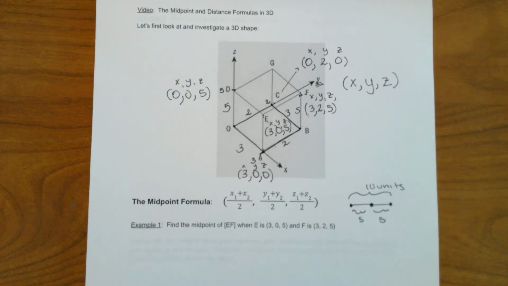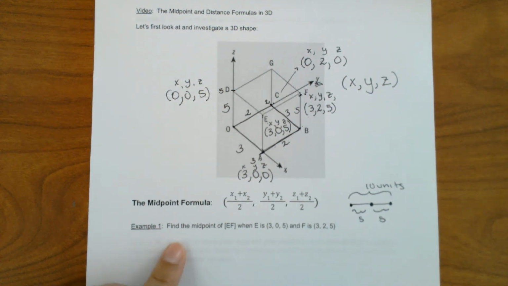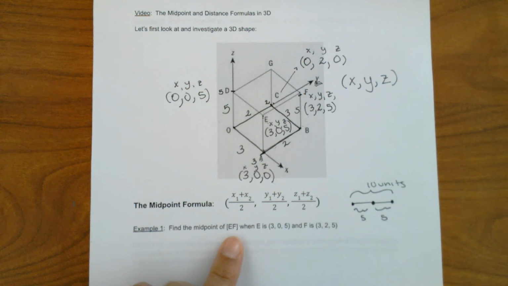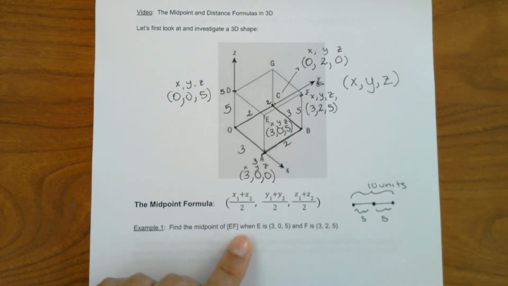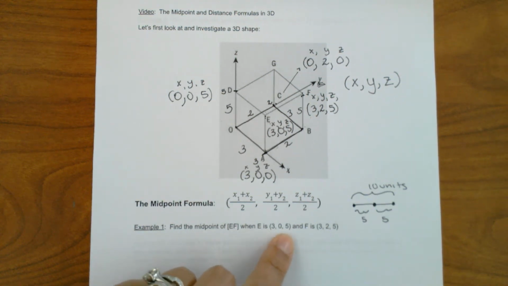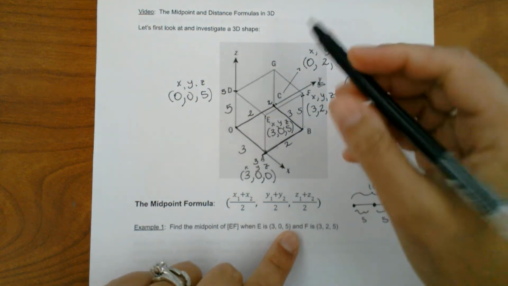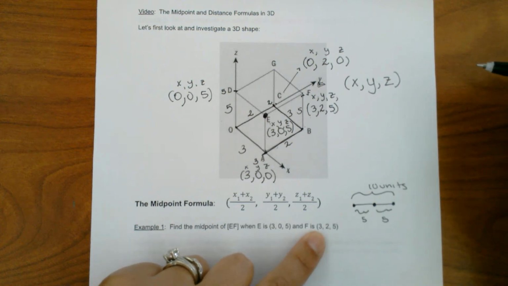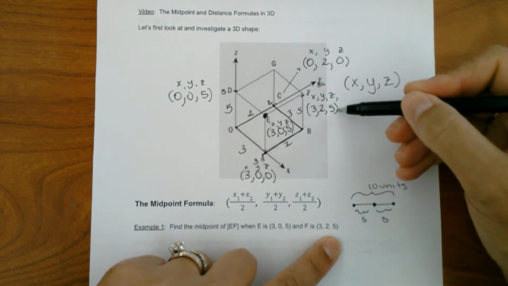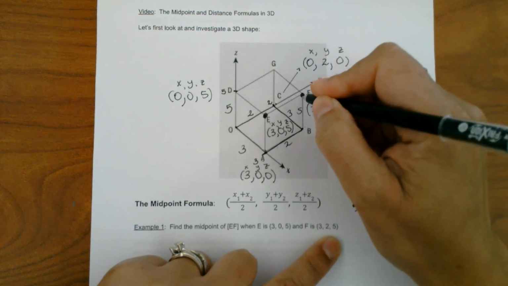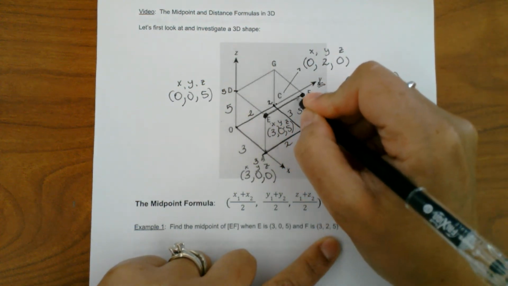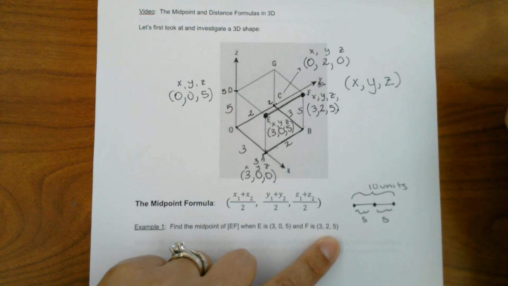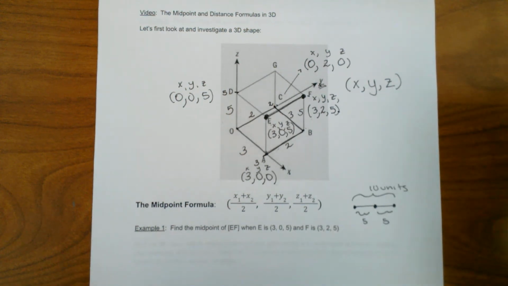What do we need to find the midpoint for? Let's look at our example. Number 1, find the midpoint of line segment EF. These little brackets just mean line segment EF. E is 3, 0, 5, and look, we got that, 3, 0, 5, so we're talking about this, okay? And F is 3, 2, 5. Oh, we labeled that as well, 3, 2, 5. So what they want is the middle point between E and F. Where is that middle point?